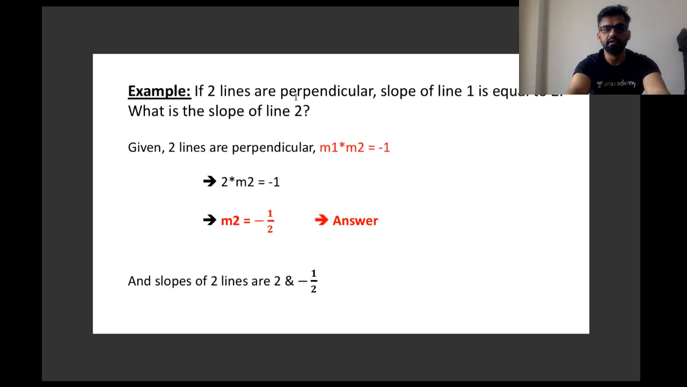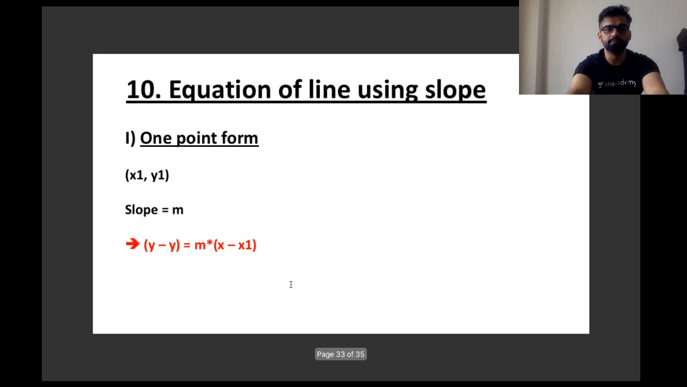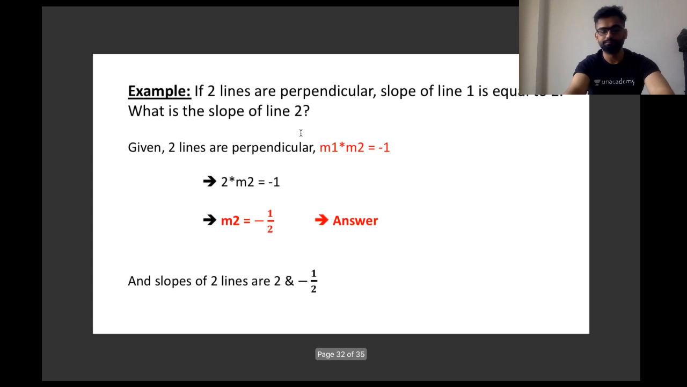कि भाई बताइए, हम आपको बता रहे हैं दो लाइंस परपेंडिकुलर हैं, एक लाइन का स्लोप है 2, दूसरी लाइन का स्लोप बताइए. सिंपल फॉर्मूला आपको रिकॉल करना होगा और आंसर निकालना होगा. Therefore, slope of these two lines in discussion are 2 and -1 by 2. Okay? Any doubts? Anyone?